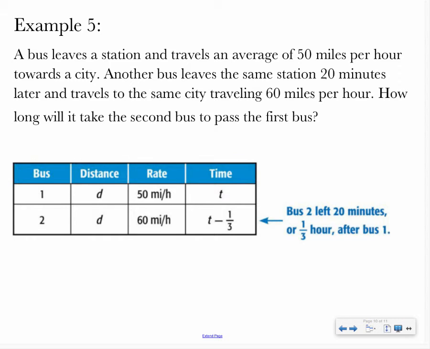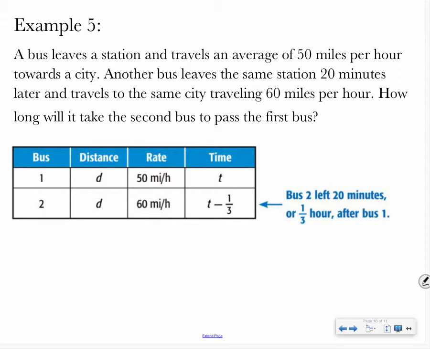So if I take the two different buses, I'm told that the first bus travels d distance, we don't know how far it's going, but at a rate of 50 miles per hour, and it left t hours ago. Bus number 2 travels d distance at 60 miles per hour with a time of t minus 1/3 because it left 20 minutes later, and 20 minutes is 1/3 of an hour.